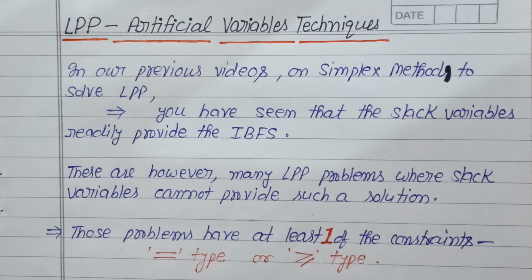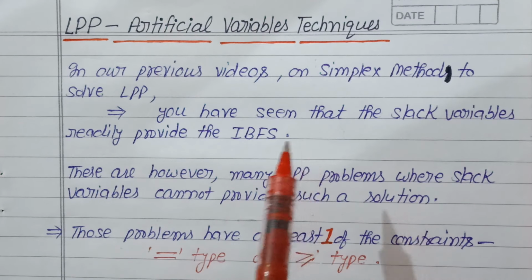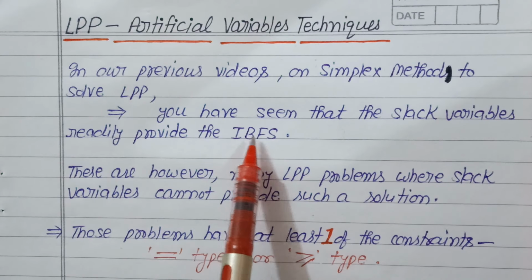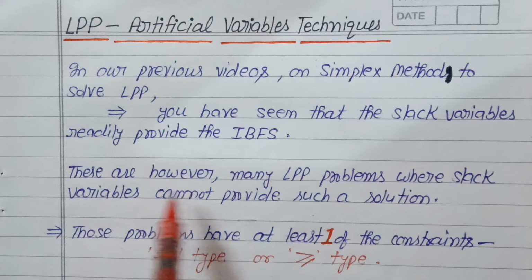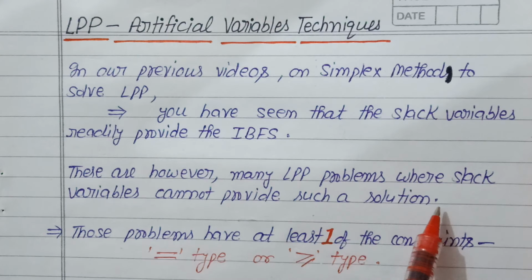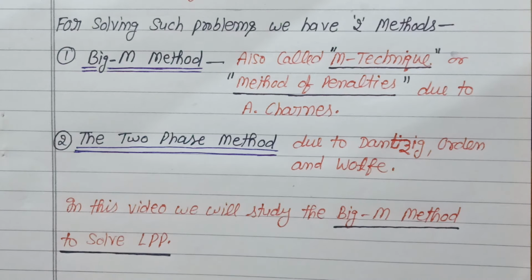In our previous videos on the simplex method to solve LPP, you have seen that the slack variables, that is S1, S2, etc., readily provide the initial basic feasible solution. There are however many LPP problems where slack variables cannot provide such a solution. Those problems have at least one constraint of equality type or greater than or equal to type. So for solving problems in which the constraints are either of equal or greater than or equal to type or both types, we can use two methods.